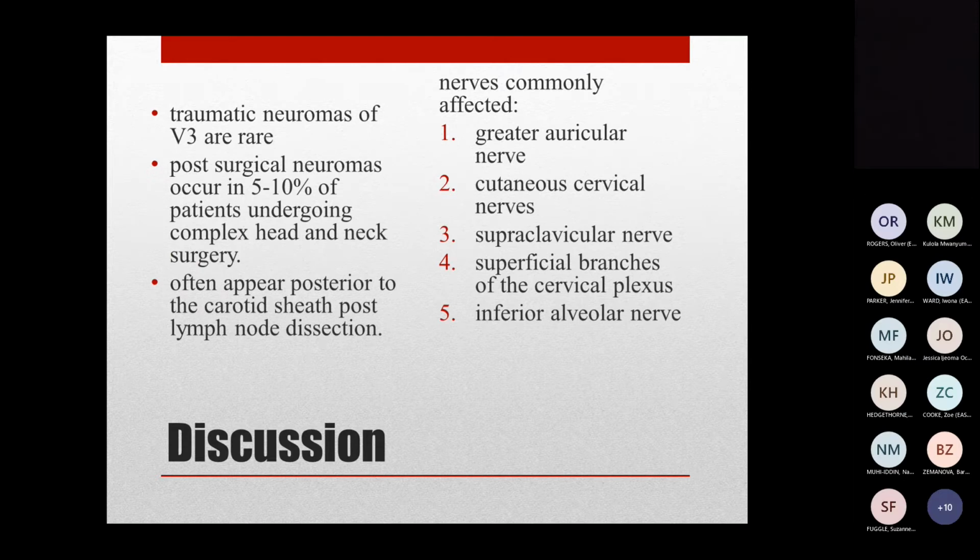Traumatic neuromas of the V3 branch of the trigeminal nerve are exceedingly rare. Post-surgical neuromas can occur in 5 to 10% of patients undergoing complex head and neck surgery, but they tend to occur posterior to the carotid sheath or after lymph node dissection, and the nerves most commonly involved in those cases are listed here for you on the right-hand side of the slide.